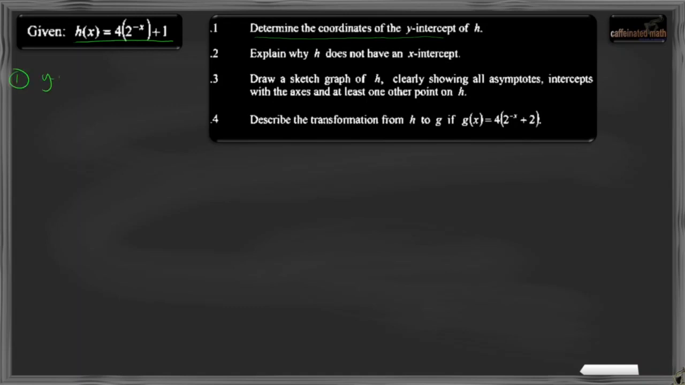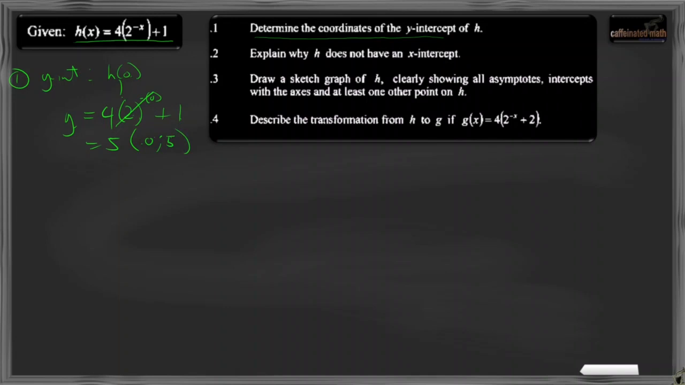So the y-intercept is just going to be h of 0. So y is equal to 4 times 2 to the power negative 0, plus 1. Well, that's just equal to 1. And 4 plus 1 is equal to 5, which means our y-intercept exists at x equal to 0, at the coordinates (0, 5).